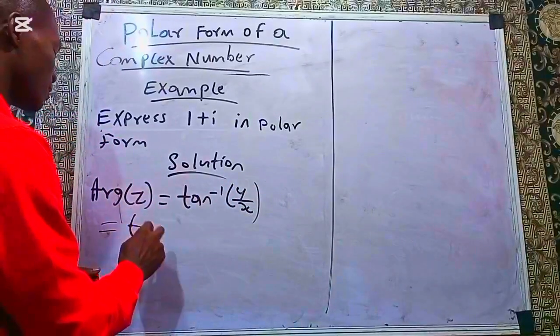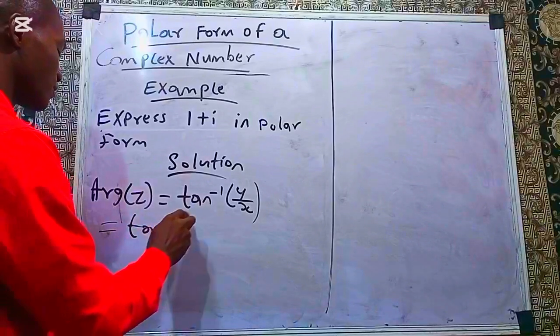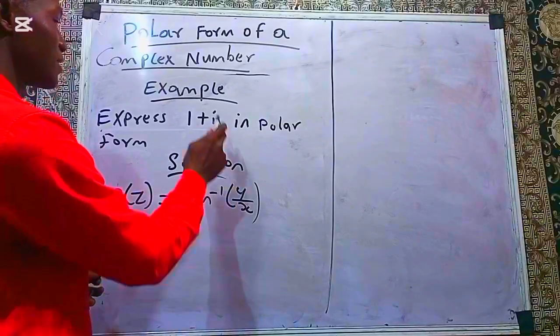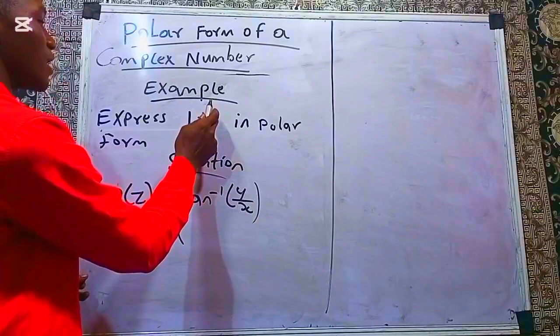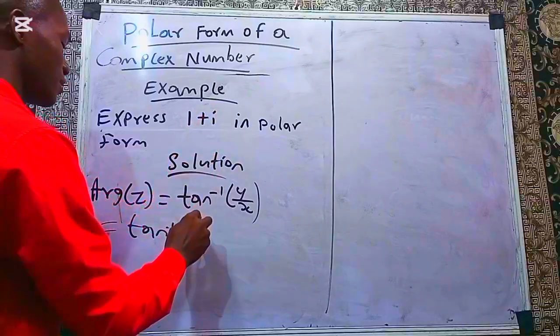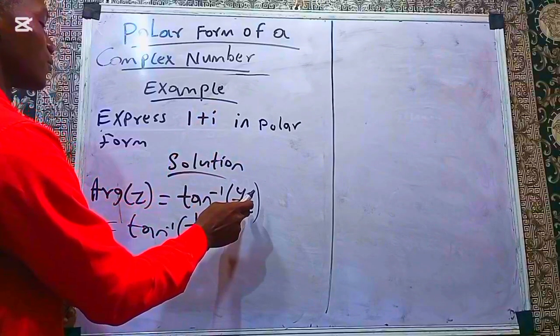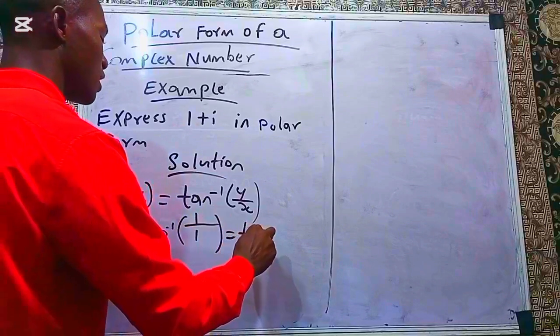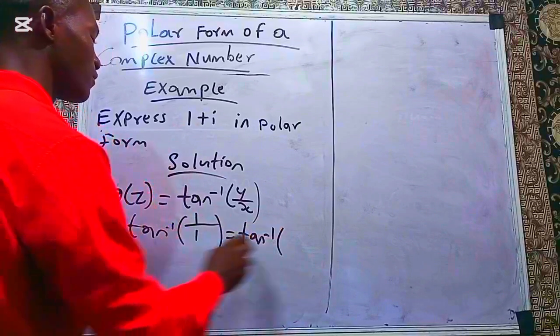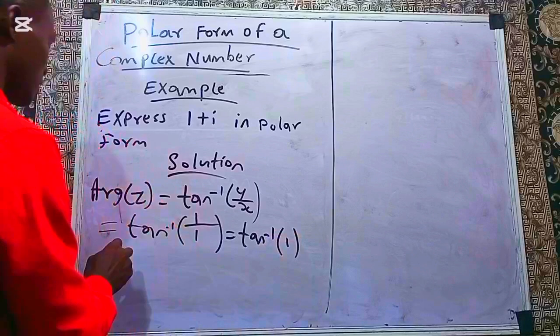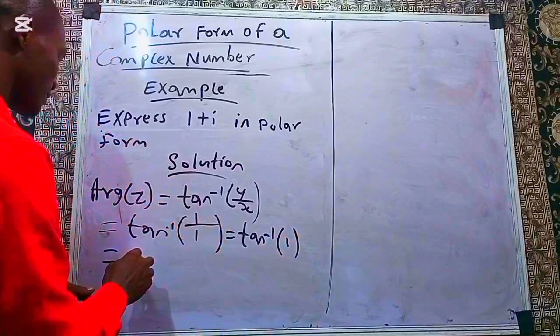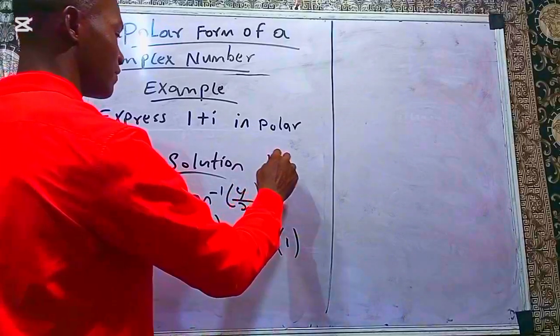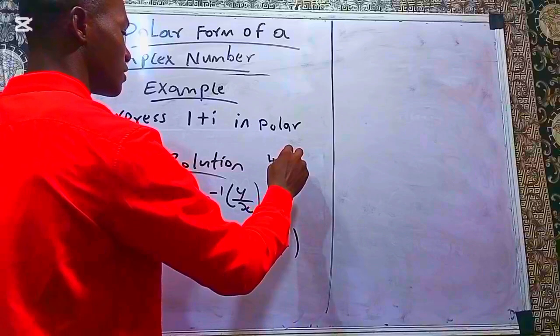So shortly, this will be tan inverse of y, the imaginary part, the coefficient of i. What's the coefficient of i? 1. x is the real part. What's the real part? 1. So this will be tan inverse of 1 over 1, which is tan inverse of 1, and that is 45 degrees.